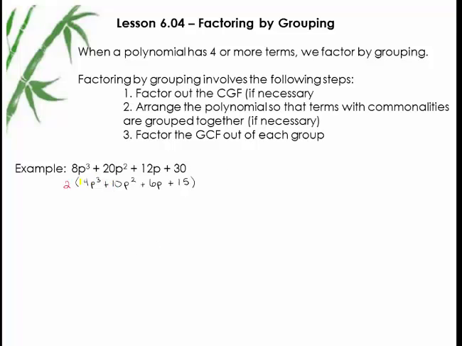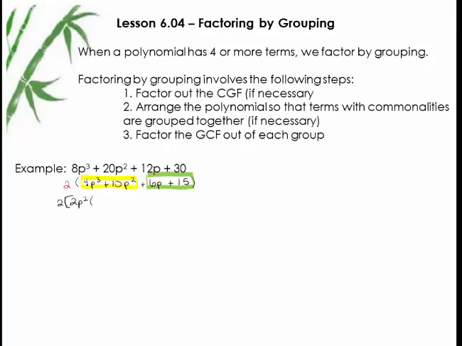And what we mean by groups is we have 2. These first 2 terms are a group, and these second 2 terms are a group. So we have 2 groups. That's where we get the name factoring by grouping. So what I'll do is I still have my 2 that's hanging out front. 4 and 10 will both divide by 2. And then I have 3 p's and 2 p's, so I can bring 2 p's out.